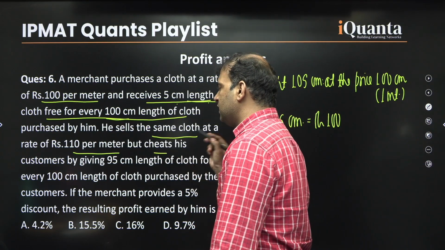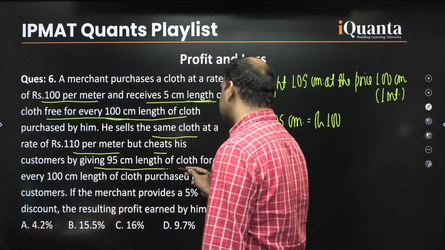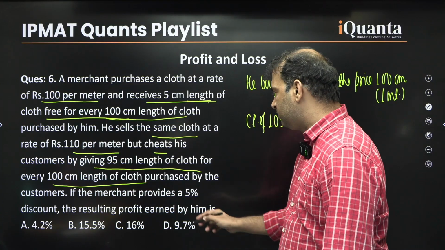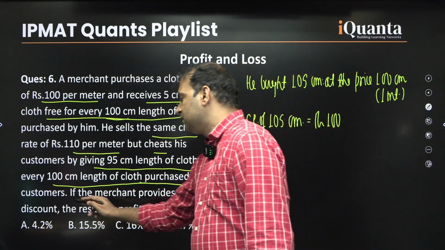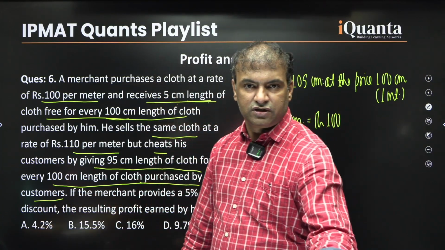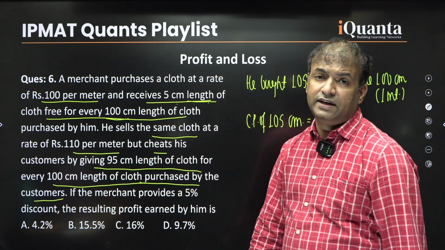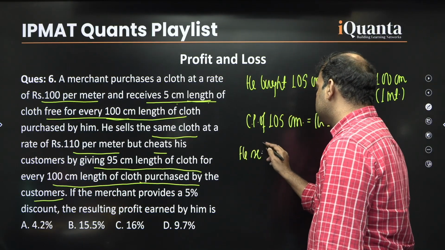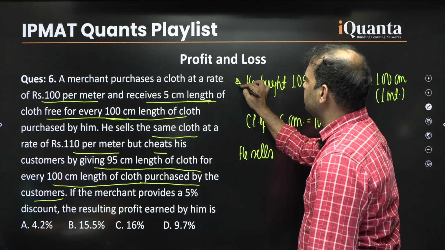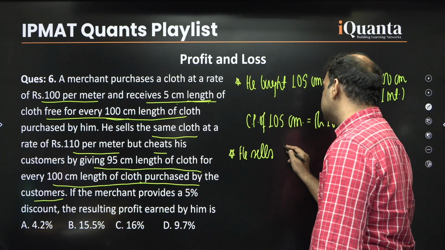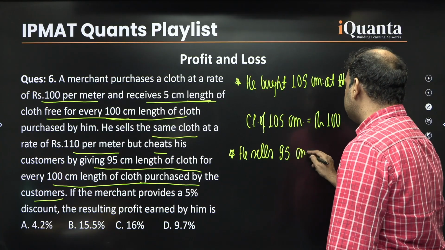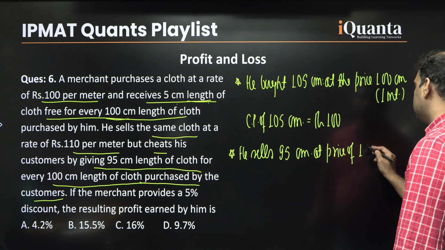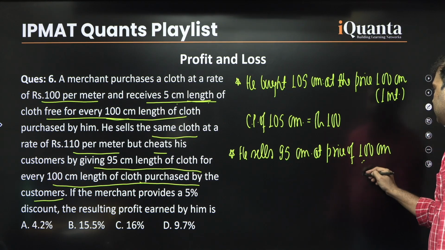See, he cheats his customer by giving only 95 centimeter for every 100 centimeter length of the cloth purchased by the customer. So customer thinks that they are getting 100 centimeter, but he's giving only 95 centimeter. So we can say one statement, that he sells 95 centimeter at the price of 100 centimeter, which you can also say as 1 meter.